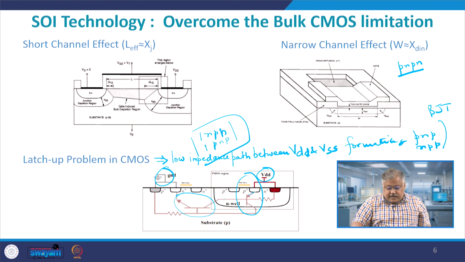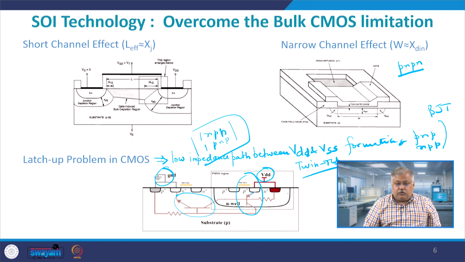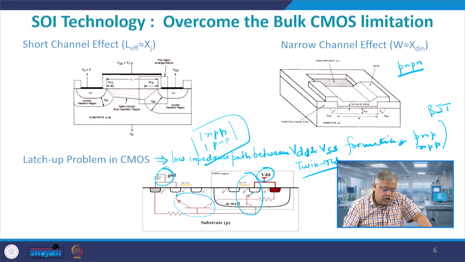Most of this is basically a twin well or twin tub process, and in the twin tub or twin well process, we have this problem. So if you put an SOI device here, because of the oxide layer, this PN junction is not formed, and you will automatically get a much better profile. This is one advantage of using an SOI device. Now we have already seen that we are using a full dielectric, and therefore the capacitance value is reducing, and so on and so forth.